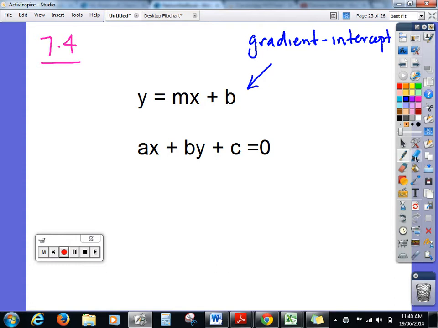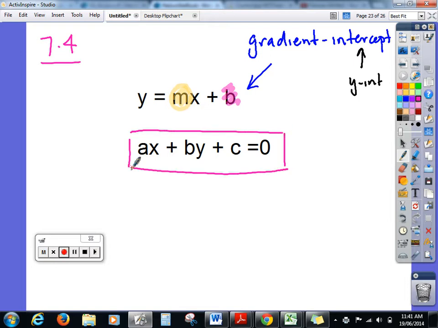The reason why it's called gradient-intercept form, of course, is because the formula has an m in this position just here, that's the gradient, and the intercept here on the y-axis. So when we're referring to the intercept here, it's the y-intercept. The second form that a line can be placed into is this form here, which is called the general form.